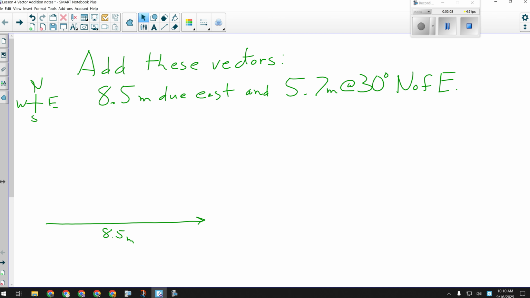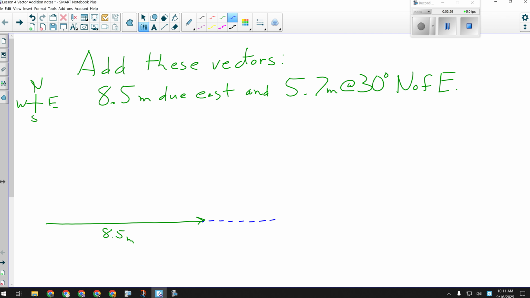Then, you don't have to necessarily do this in different colors. If you don't have different colored pens, it's fine. I just do it because it's clearer up here. Okay, the next one is 5.7 meters, 30 degrees north of east. Now that has to go on the head of the first vector, because first it did this, and then it's going to go off in this direction.